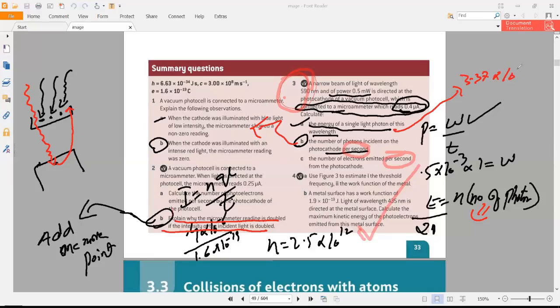7 times 10 to the power minus 19. Check the mark scheme. Is it right? For part A. Part A, the answer is 3.4 times 10 to the power minus 19. Yes, that is right.